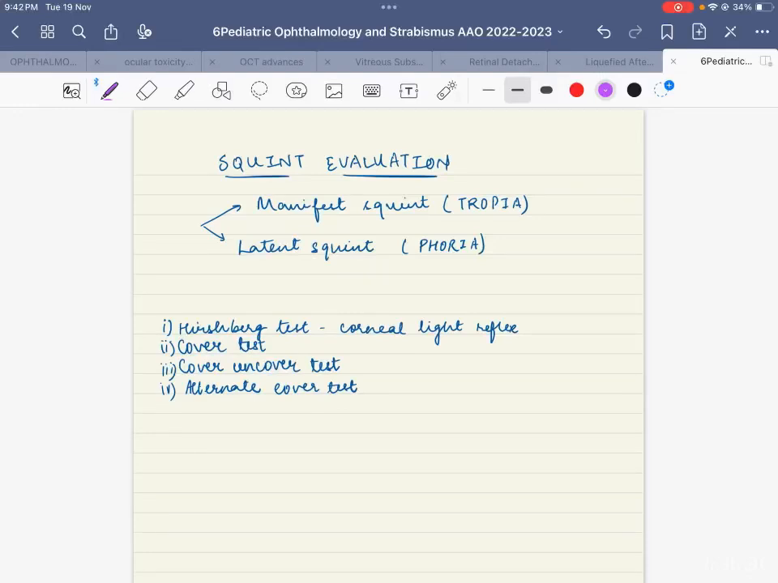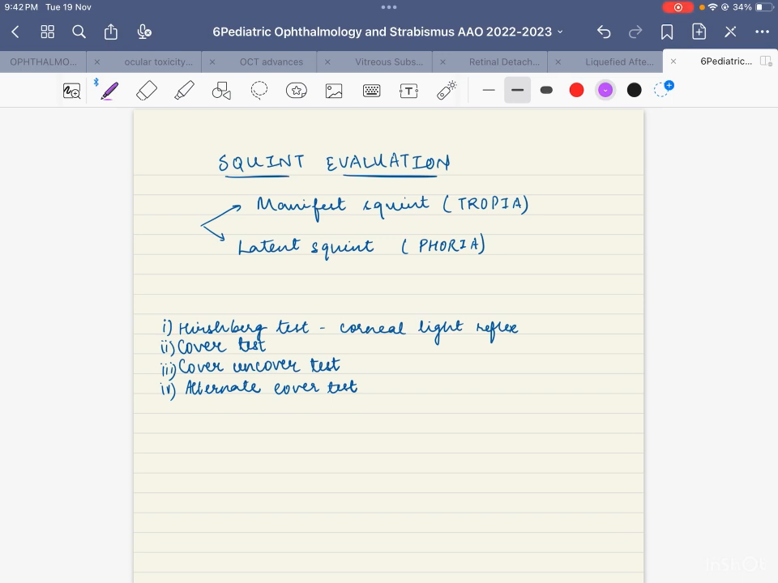Hello everyone. Today we'll be discussing the basics of squint evaluation. First, squint is of two types: the manifest squint, which is known as tropia, and the latent squint, which is the phoria. In manifest squint, we can actually make out on seeing the patient that there is some sort of deviation, while in latent squint, the eyes will not reveal on the first glance that there is some sort of deviation.